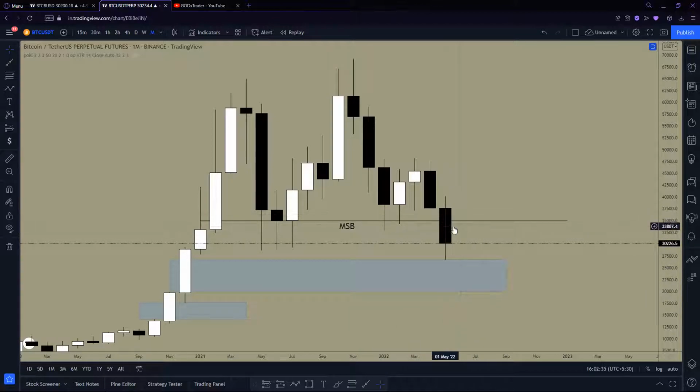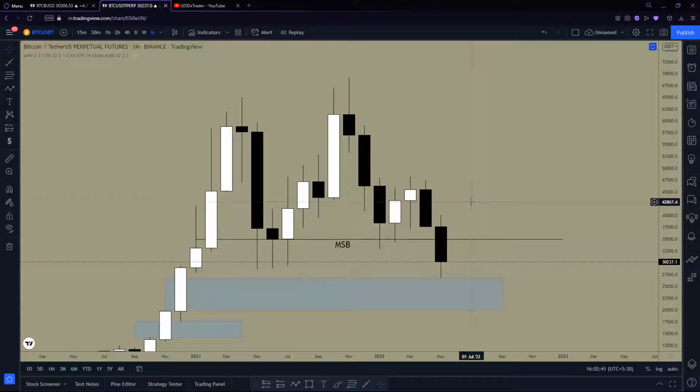As soon as Bitcoin reclaims it and closes candles above this, Bitcoin will turn bullish again. So this is your market structure break again. It has to break this line, $35,000, and Bitcoin will again turn bullish. It will happen around 4 or 5 months later, I think.